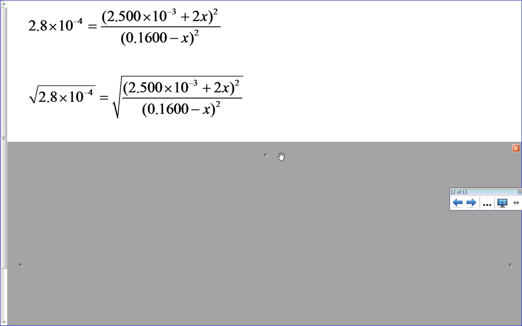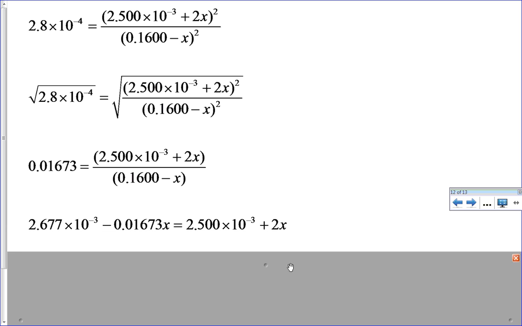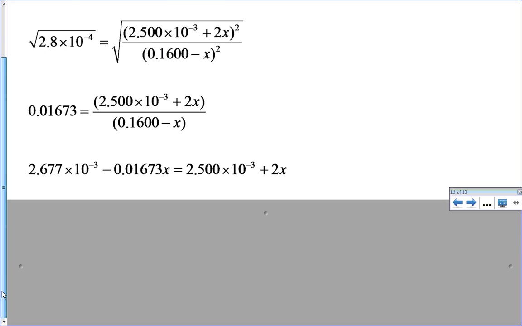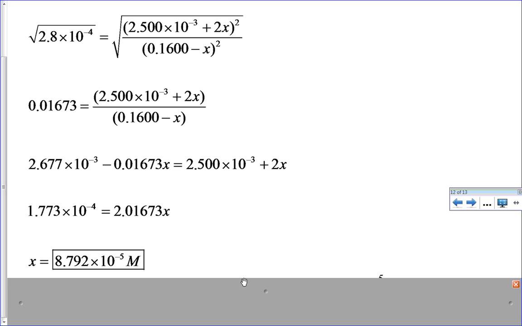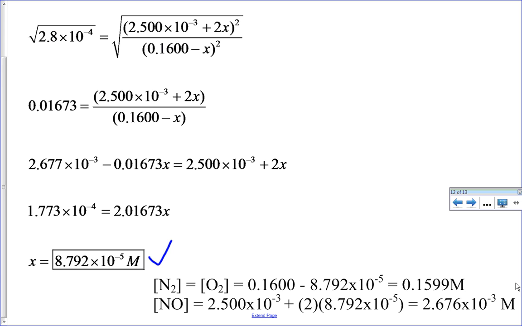Still a perfect square, still a bunch of math. And now I have my new X. So I get my final point by plugging that in to the relationship. And I get my new concentrations.